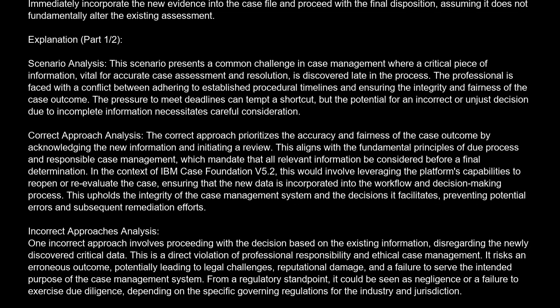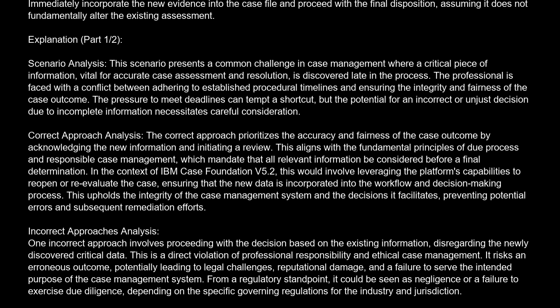The correct answer is C. Immediately incorporate the new evidence into the case file and proceed with the final disposition, assuming it does not fundamentally alter the existing assessment. Explanation. Scenario analysis. This scenario presents a common challenge in case management where a critical piece of information, vital for accurate case assessment and resolution, is discovered late in the process.